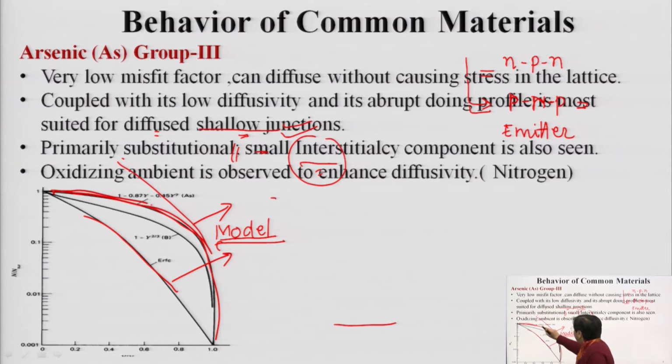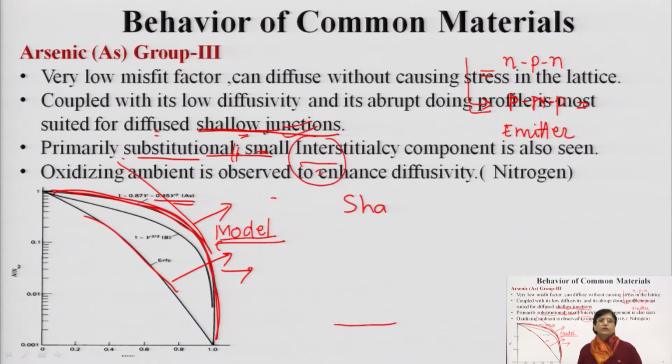It is much different. This is the arsenic profile of diffusion when carried out within bulk silicon, and the total behavior is primarily because of the substitutional sites, and it is very good to form shallow junctions. You can form very good shallow junctions with the help of arsenic.